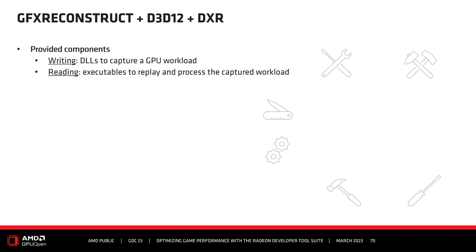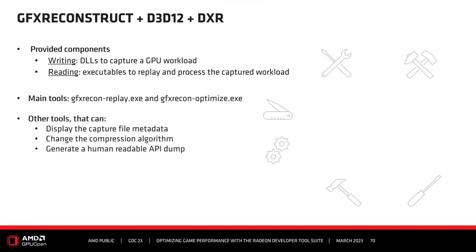Processing these .gfxr files is done by executables. The most frequently used capture file processing tools are gfxrecon-replay.exe and gfxrecon-optimize.exe. The gfxrecon-replay tool replays capture files, and the gfxrecon-optimize tool produces new capture files with improved replay performance. There are also other tools that can display the capture file metadata, change the compression algorithm, generate a human-legible API dump, and more.